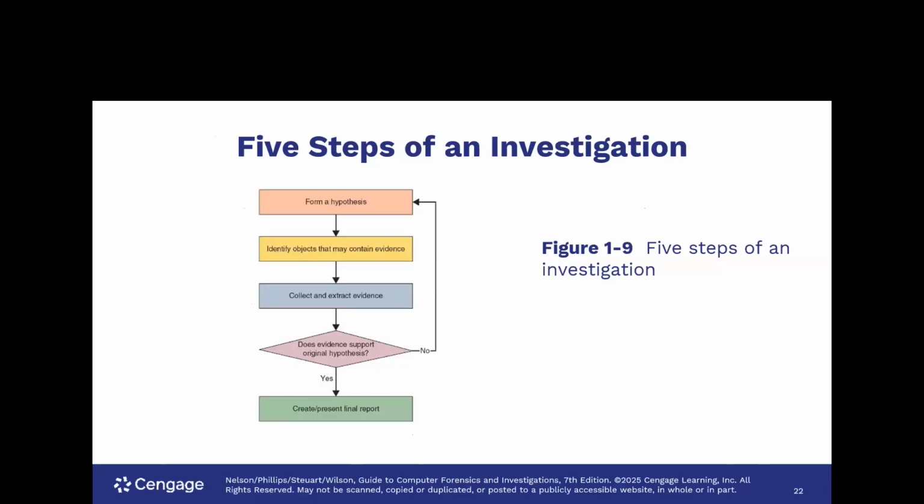Okay, so if it does not support your original hypothesis, you start over again. You form another conclusion, another hypothesis, another theory about what's happening, and go back through the steps. Now, if it did support your original hypothesis, you create or present your final report. Now, keep in mind that when you're doing an investigation, you're not starting by randomly searching a computer. So you have to have a reason for the investigation.